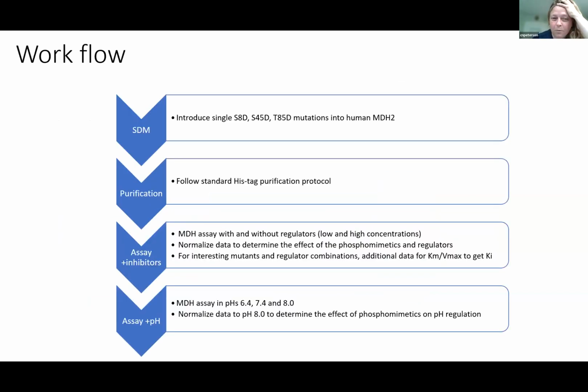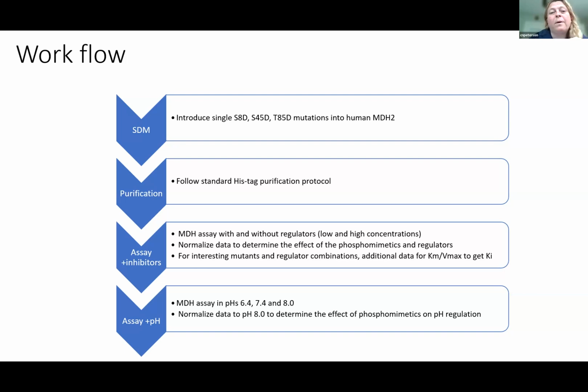So here's a typical workflow for this sort of experiment. You would start out with doing a site-directed mutagenesis, introducing what we've been doing is changing the serine to aspartic acid at position 8 and an aspartic acid at position 45, and changing the threonine to aspartic acid at position 85. And then the standard His-tag purification protocol is used to isolate the protein. And then we're doing MDH activity assays, first with different inhibitors and regulators. And then we are analyzing the data.